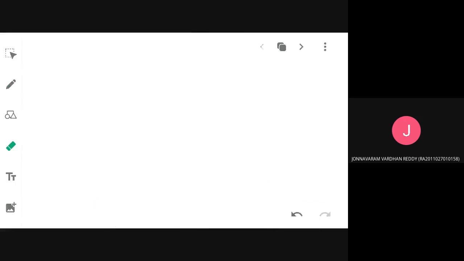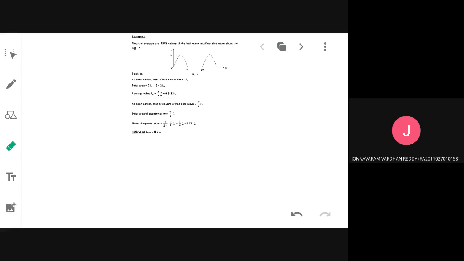Finally, tell me what are the ways in which you can represent any AC quantity. Any AC quantity, if it is given, you can represent it in terms of peak value, RMS value, average value. So how to derive these values, plus the formulas for form factor and peak factor, is important. Problems will come from this section.